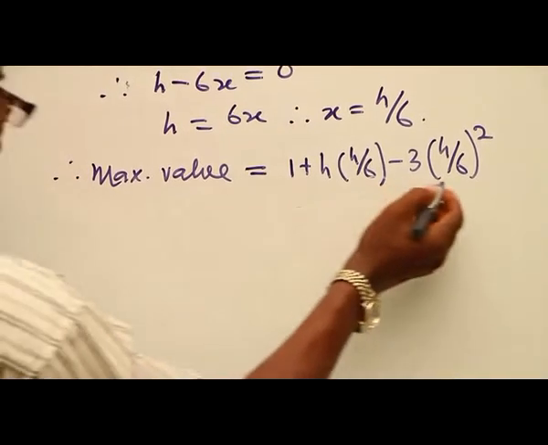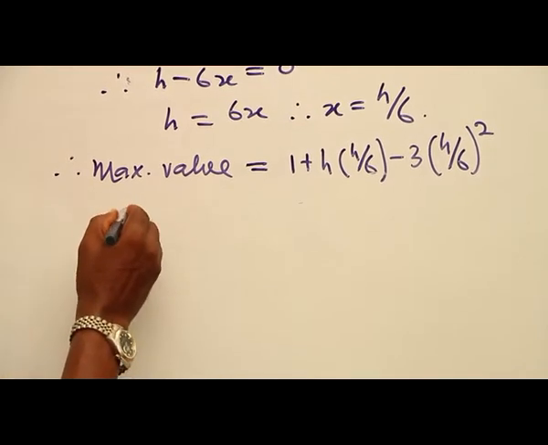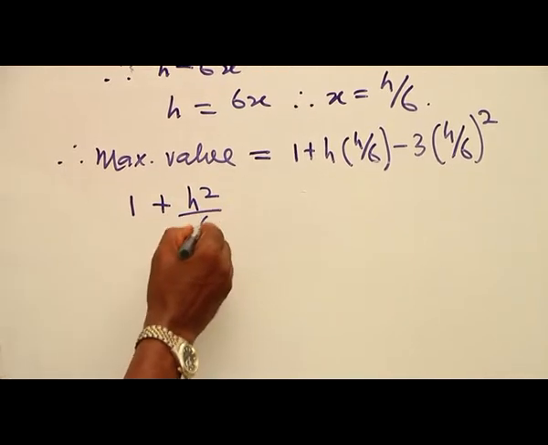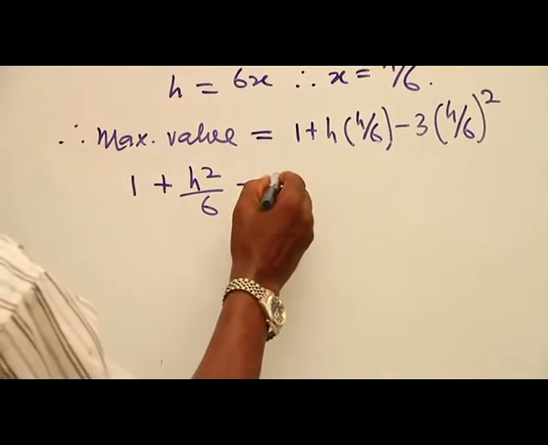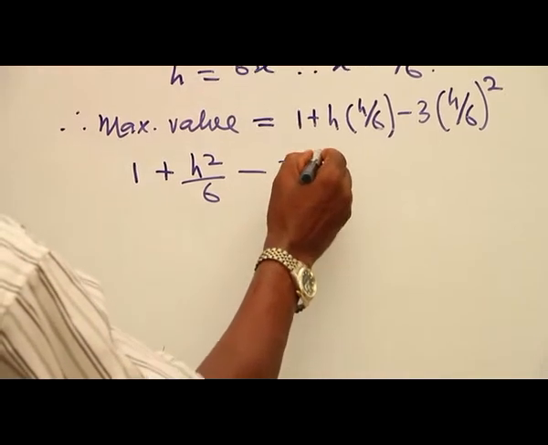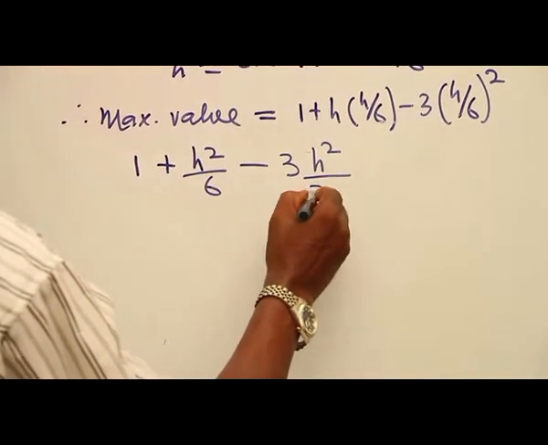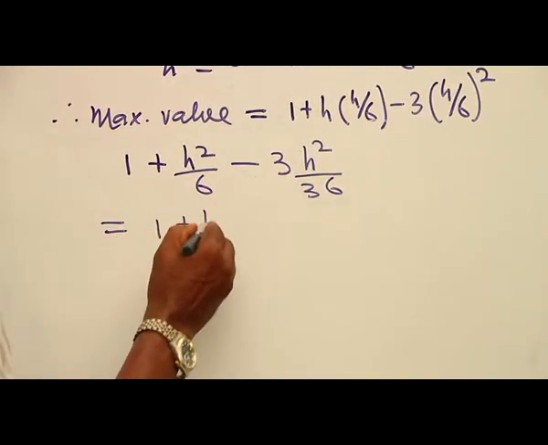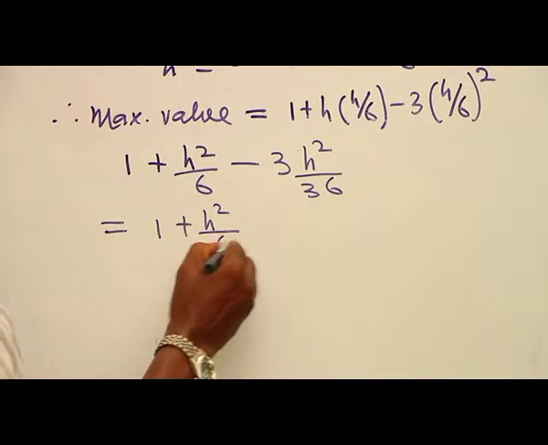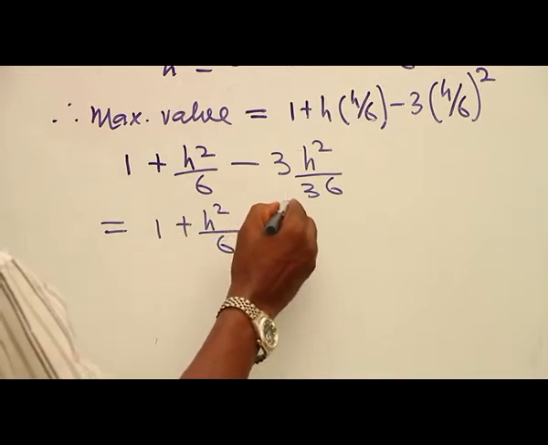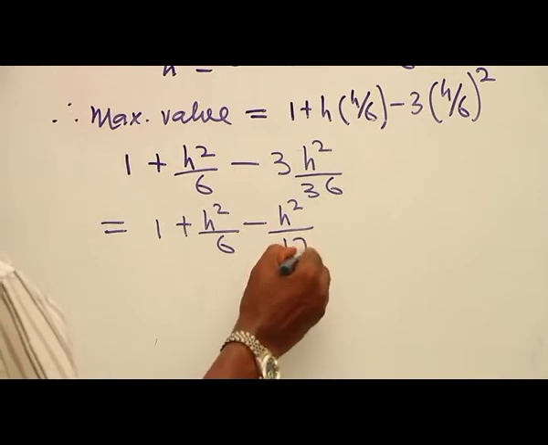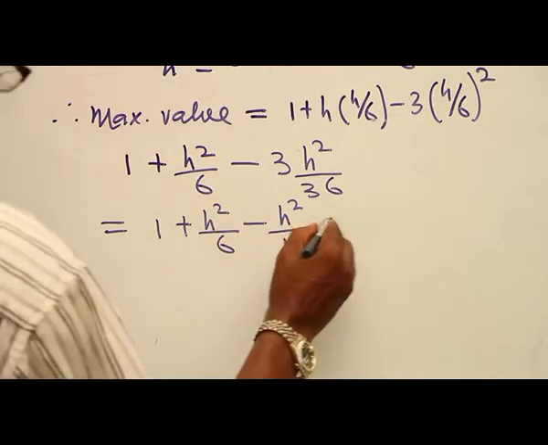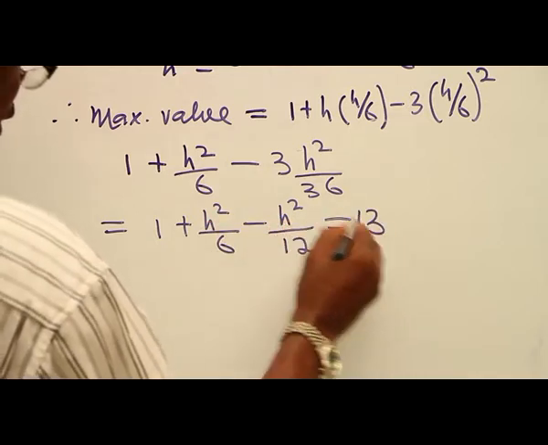If you now simplify this, you will have 1 plus h squared all over 6 minus 3h squared all over 36, which eventually will give you 1 plus h squared all over 6 minus h squared all over 12. And we are told that the maximum value is equal to 13. So we equate all this to 13.